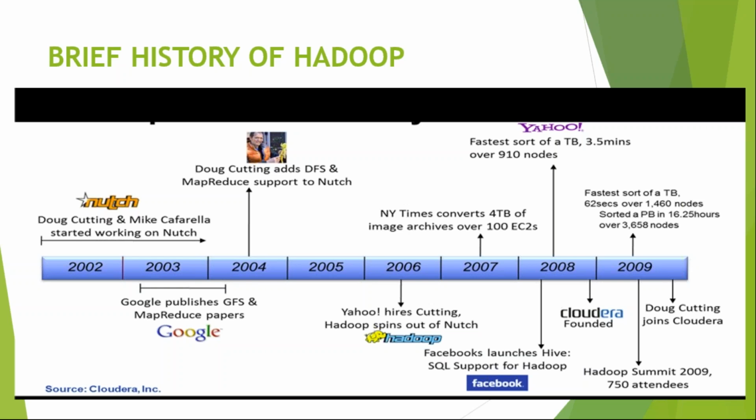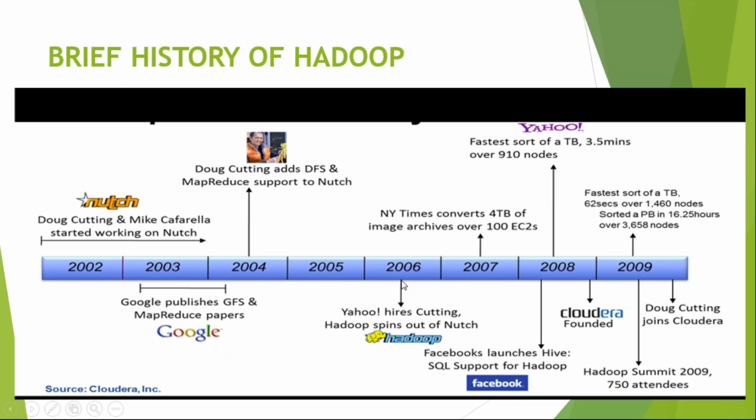In 2004, Doug Cutting went through those papers and understood them. He started implementing a new file system himself, which became the Hadoop Distributed File System. Doug Cutting added DFS and MapReduce support to Nutch, and the Nutch project became very popular.